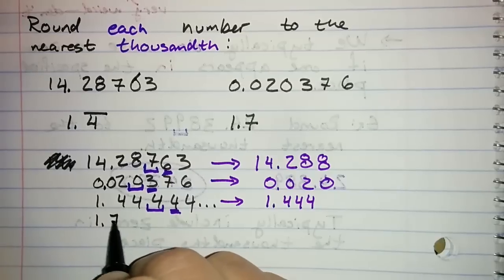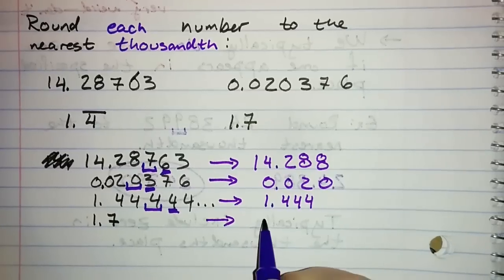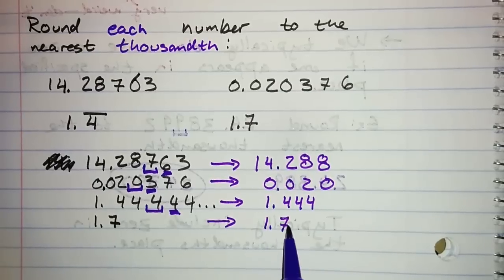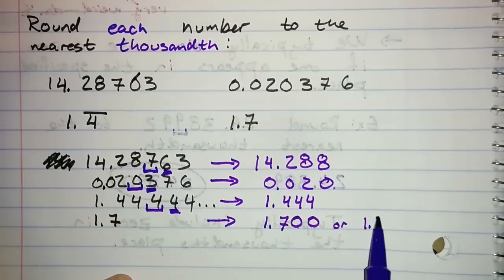Finally, 1.7 doesn't have anything in the thousandths place. Its last place is the tenths. I'll round it and write 1.700, with 0 hundredths and 0 thousandths. Or I could just write 1.7.